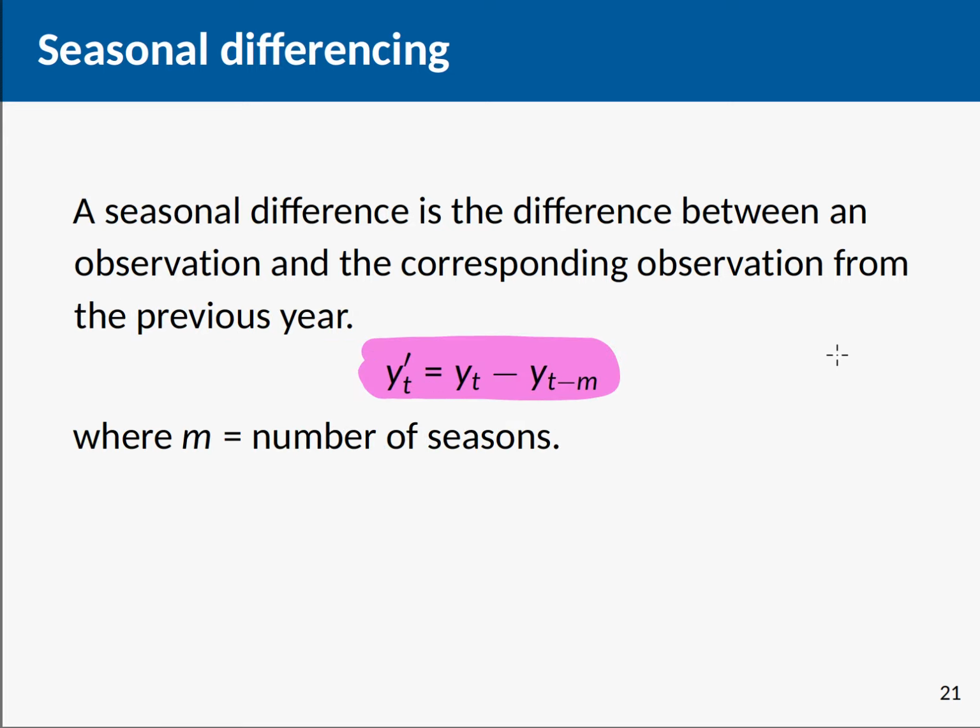Okay, so let's think about what that translates into. When we're seasonally differencing the time series, the change in yt can be written as yt, the value of the time series in, let's say, January of 2020, minus the value of the time series in the previous year in January, yt minus m, where m represents the number of seasons. So if you had monthly data, this is yt minus 12.